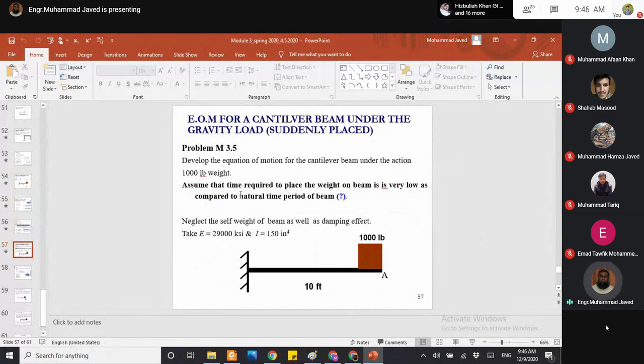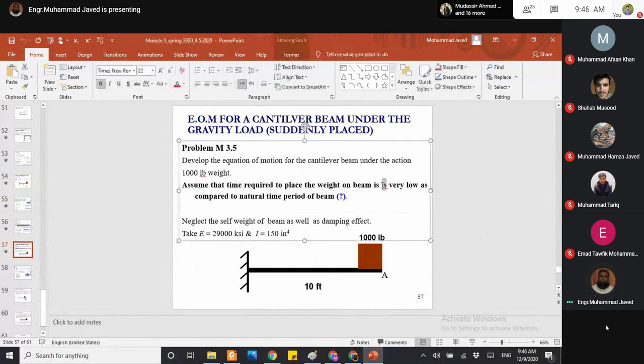Assume that the time required to place the weight on the beam is very less as compared to the natural time period of the system.